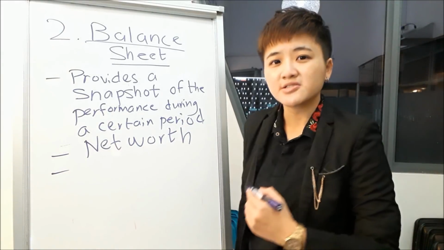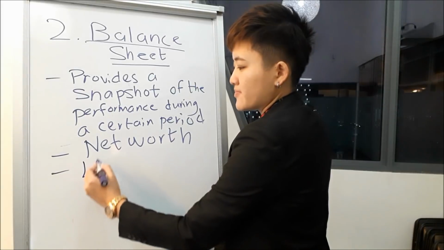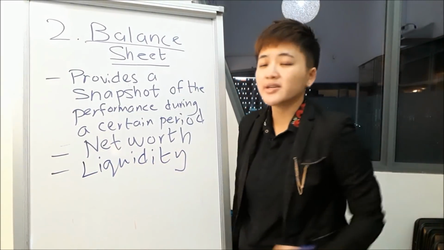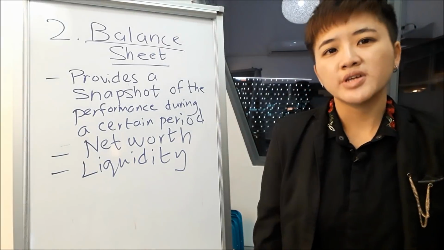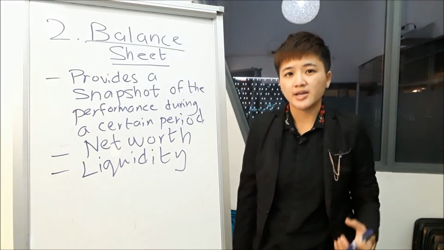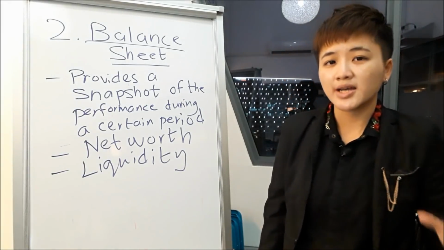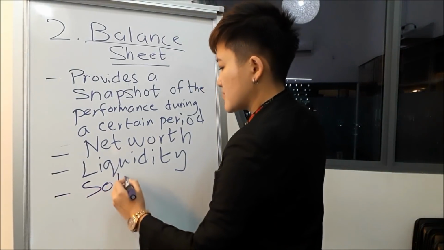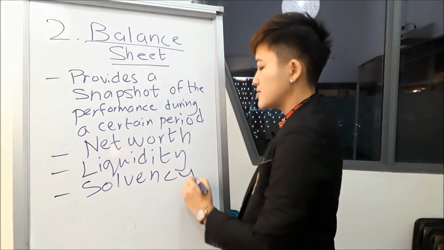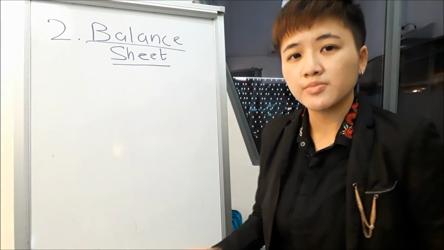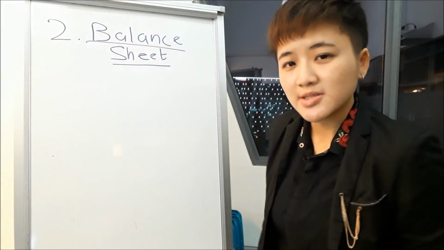Why is that? Because the balance sheet tells you how liquid the company is. Do they have sufficient liquidity in their company for them to withdraw cash so that they can withstand temporary recessions? And it also tells you the solvency of the company. So again, on a personal level, how do you calculate your net worth? You look at your balance sheet, okay?